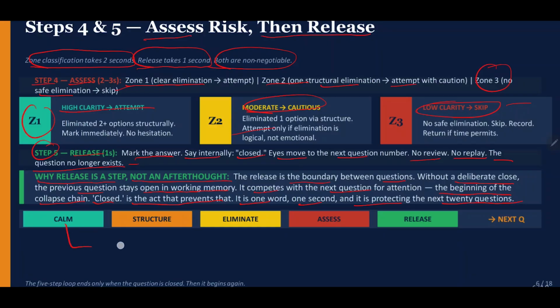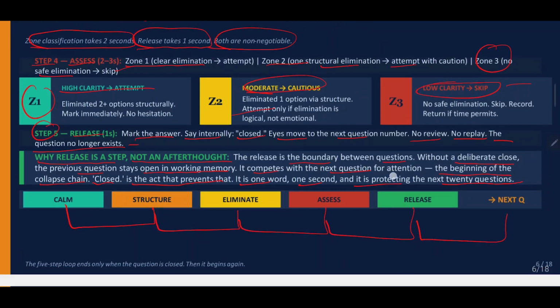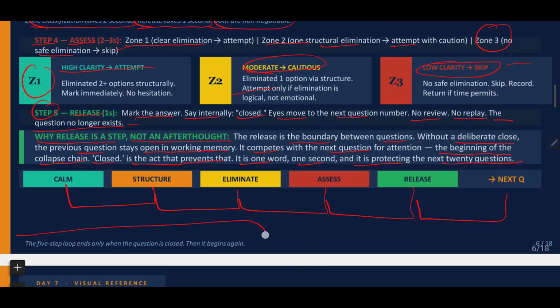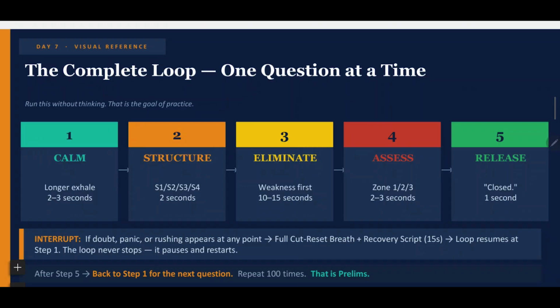So: calm, structure, eliminate, assess, release, then next question. This is the loop. The 5-step loop ends only when the question is closed. Then it begins again. Here the question is closed. The next question will start. Again the loop will continue. Calm, structure, eliminate, assess, release. Right? So a complete loop, one question at a time. It runs without thinking. That is the goal of the practice.